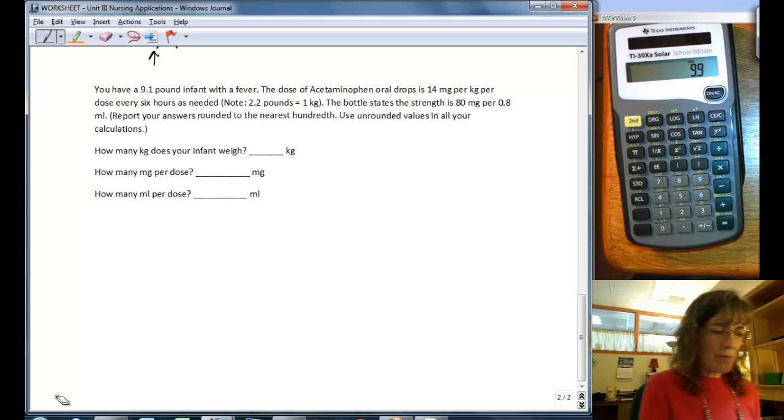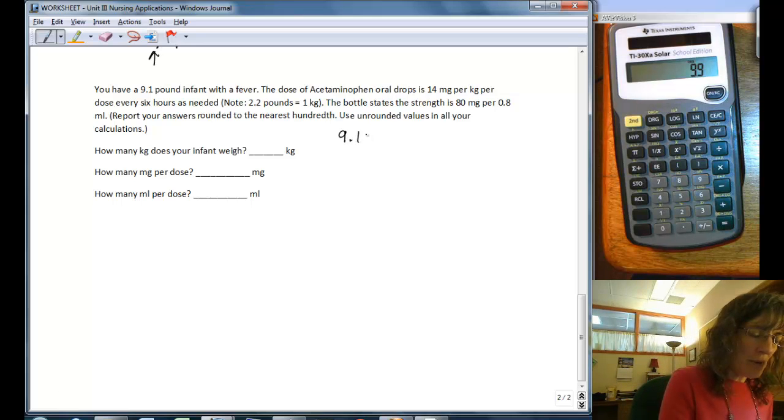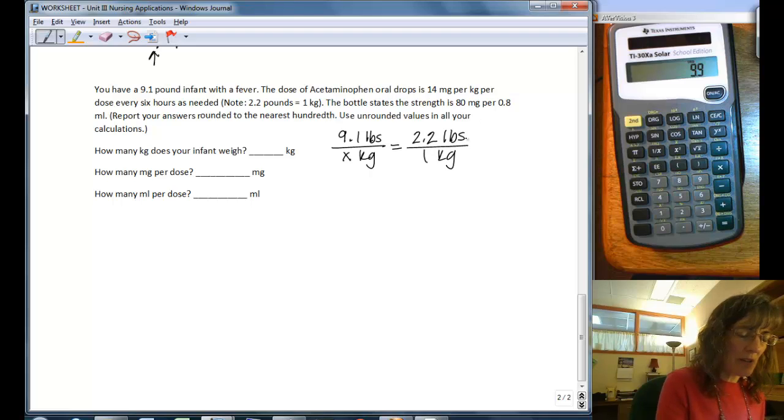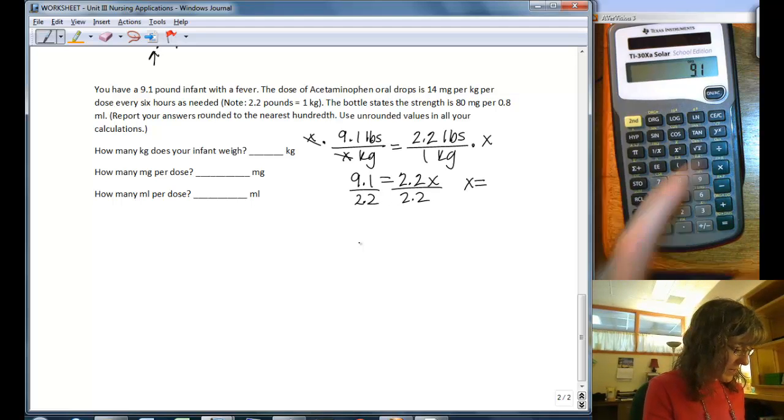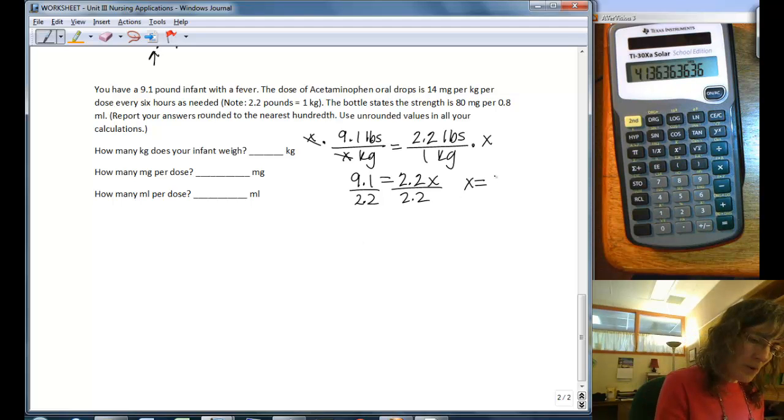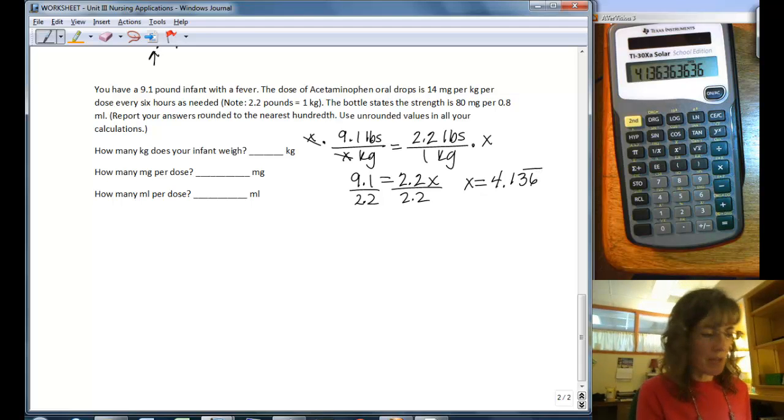You have a 9.1 pound infant with a fever. I already know I'm going to have to convert 9.1 pounds to x kilograms, and I might remember by this point that 2.2 pounds is 1 kilogram, and I can multiply both sides by x, and I have 9.1 equals 2.2x divided by 2.2, and my x equals 9.1 divided by 2.2, 4.136. The 36 is repeating.